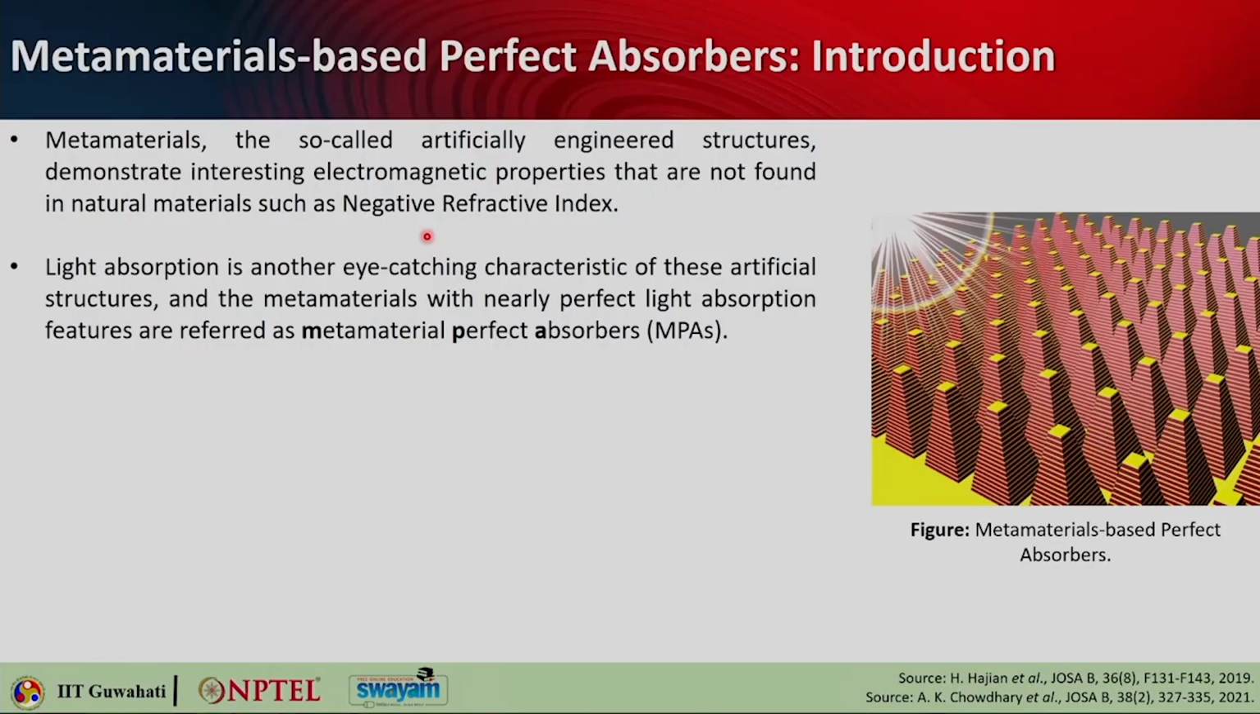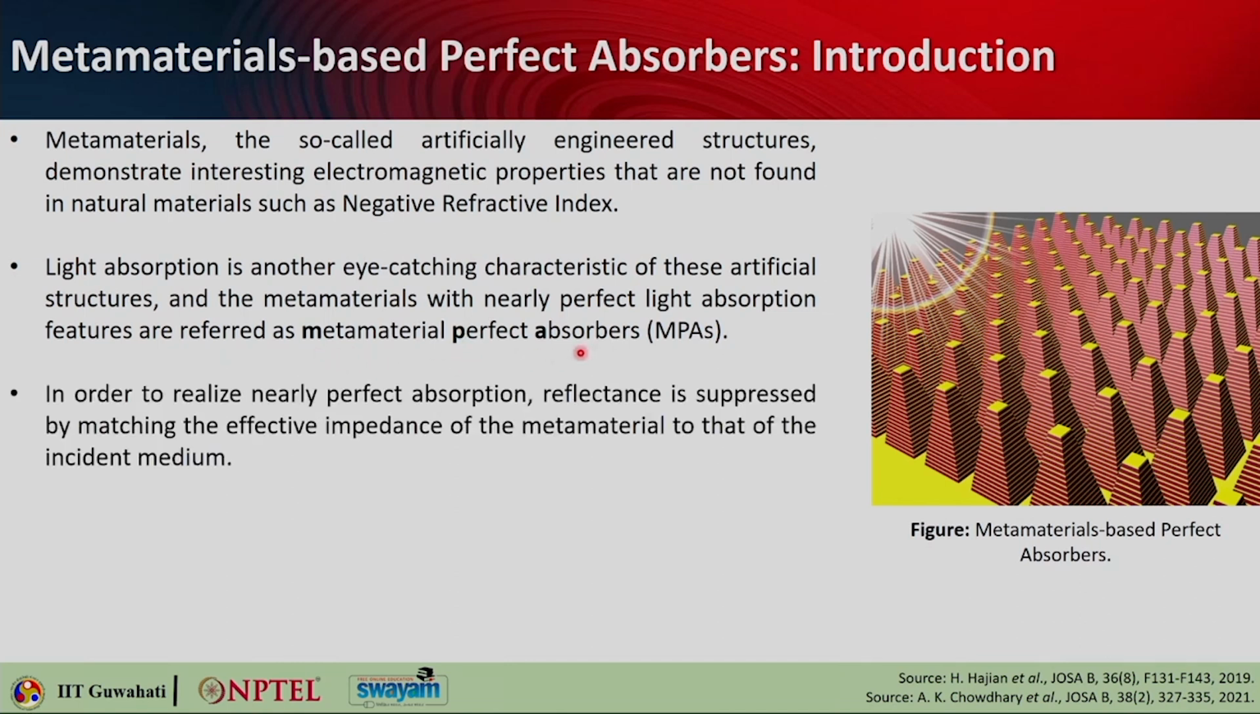Similarly, a photo detector or any other such devices which are supposed to harvest light, you want them to first act as a perfect absorber so that you can absorb that, and then you can convert that absorbed energy into some other form. So light absorption is another eye-catching characteristic of these artificial structures which are metamaterials, and the metamaterials with near perfect light absorption are known as metamaterial perfect absorbers, MPA.